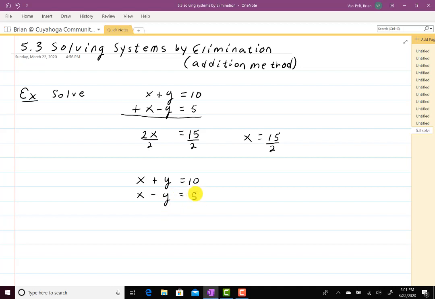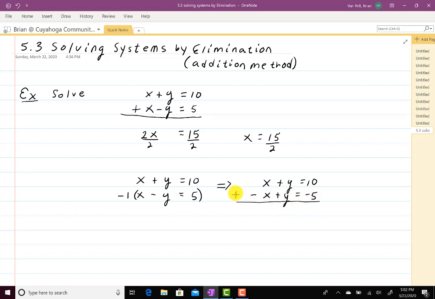I eliminated the y in the first step. Now I want to go and eliminate the x. The way I'll do that is I will multiply the second equation by -1. Now, this changes the set of equations, at least the second one, to look like the following. x plus y equals 10, and then -x plus y equals -5.